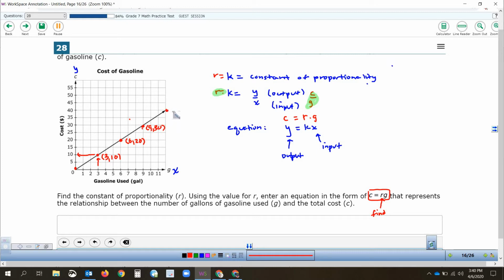And this last point right here would be (12, 40), right? So for any of these points, I have the number of gallons used and then the total cost, G comma C. And if I want to know what R is, it's C divided by G. So I could do 40 divided by 12, or I could do 30 divided by 9, or I could do 20 divided by 6, or I could do 10 divided by 3. All of those will give me the value of R.